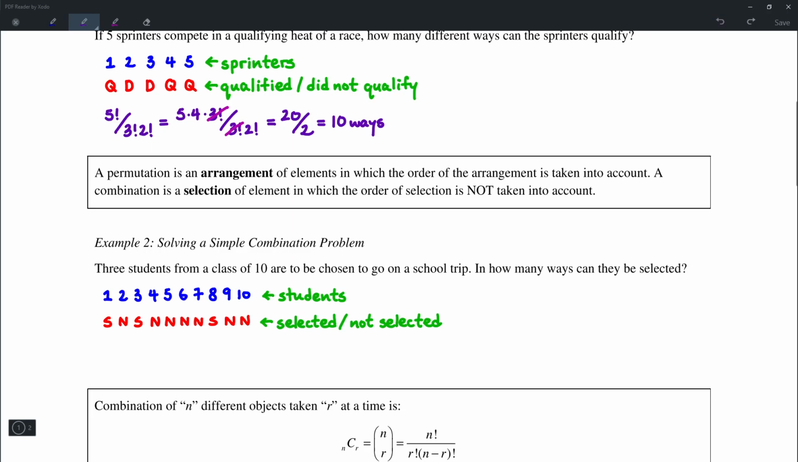To find the total number of arrangements, we are having 10 factorial, so for the 10 students, divided by 3 factorial for the 3 selected students, and then 10 minus 3 for the 7 students who are not selected to go on the school trip. We can simplify that as well, so 10 factorial over 3 factorial times 7 factorial. And using a calculator, we can find that this will be 120 ways that the students can be selected.